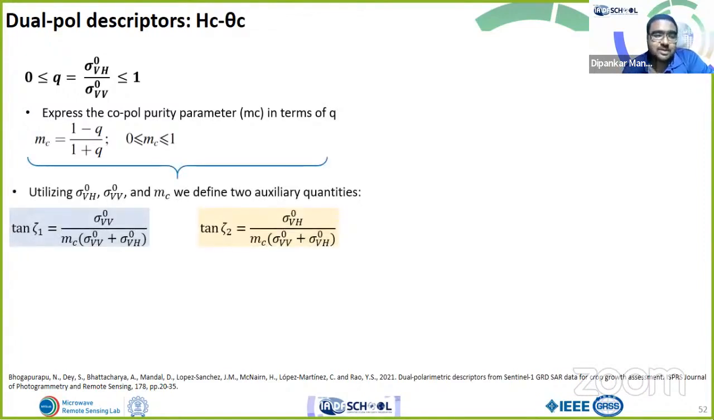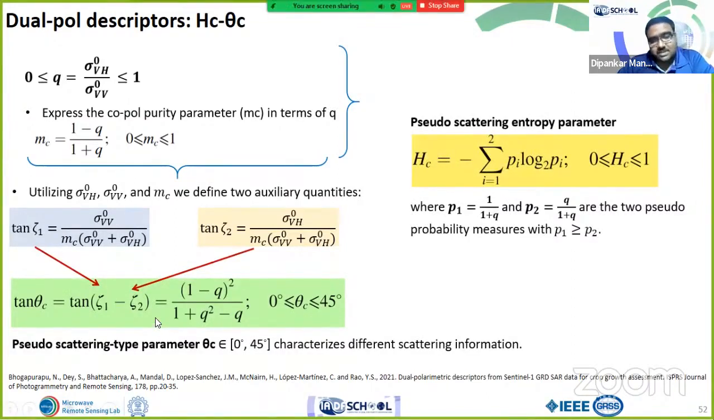This is a co-pol purity parameter, which is derived from the co-pol cross-pol ratio. There is a pseudo scattering type parameter, theta C, which is again derived from the degree of polarization and the cross-pol and co-pol components from the GRD product. And there is another descriptor called pseudo scattering entropy, which is the pseudo entropy derived from sigma VV and VH parameters. The ranges of these two descriptors are: theta C varies from 0 degrees to 45, and HC varies from 0 to 1.